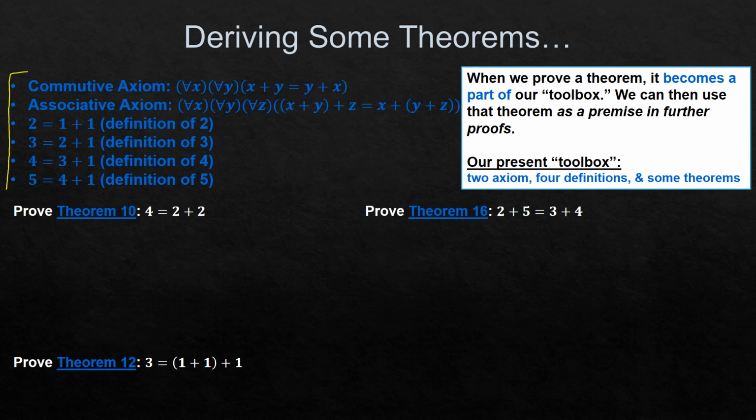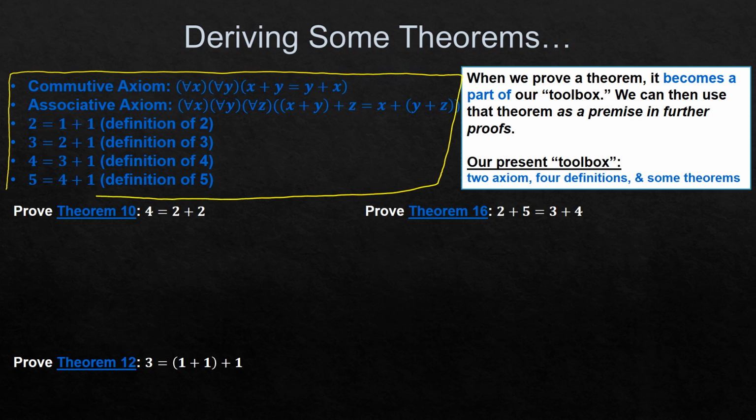Deriving some theorems. We're given a toolbox, and within this toolbox we have the commutative axiom, the associative axiom, some definitions, and just like in the last video, just like in the last section of the Suppes textbook, these are our starting premises, and we can then derive various theorems from those premises. Moreover, when we prove a theorem, it then becomes a part of our toolbox. We can then use that theorem as a premise in further proofs.